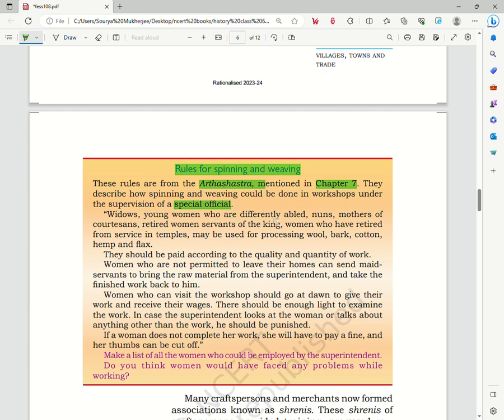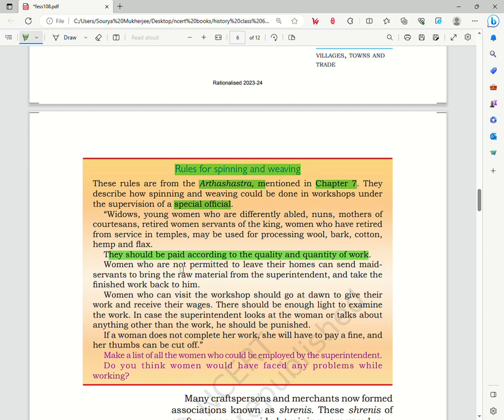Widows, young women who were differently abled, nuns and mothers of courtesans, retired women servants of the king, and women who had retired from service in temples may be used for processing wool, bark, cotton, hemp and flax. So this part describes the workers who could be engaged in the spinning and weaving industry. These were mainly women, old women who had retired from their activities, or women who were differently abled. They should be paid according to the quality and quantity of work. So it describes the payment system also, that it depended upon the quality and the amount of work they did.